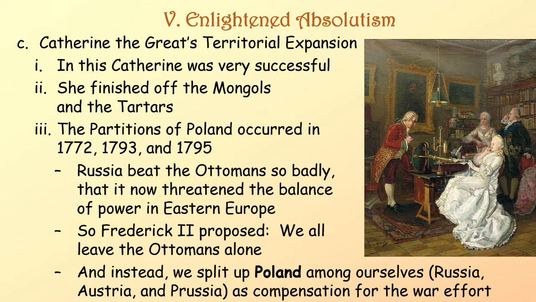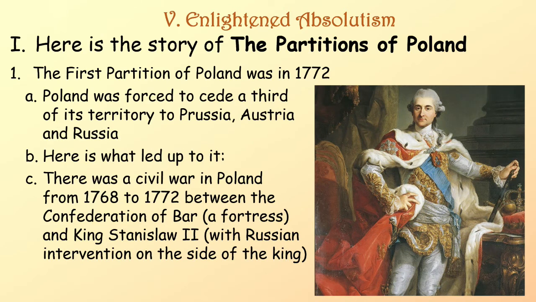Russia had beaten the Ottomans so badly that it now threatened the balance of power in Eastern Europe. So Frederick II had a proposal. He proposed, hey, look, we all leave the Ottomans alone, and instead of carving up the Ottomans, we split up Poland among ourselves, Russia, Austria, and Prussia, as compensation for the war effort against the Ottomans. So here is the story of the Partitions of Poland, if you ever wanted to know.